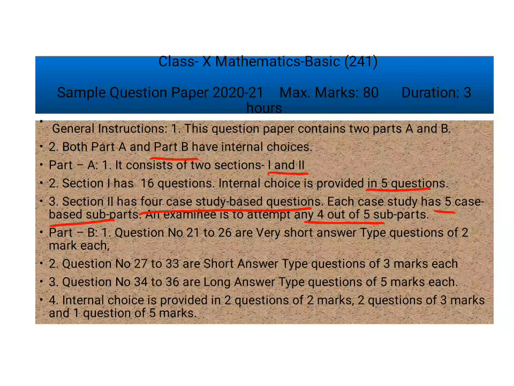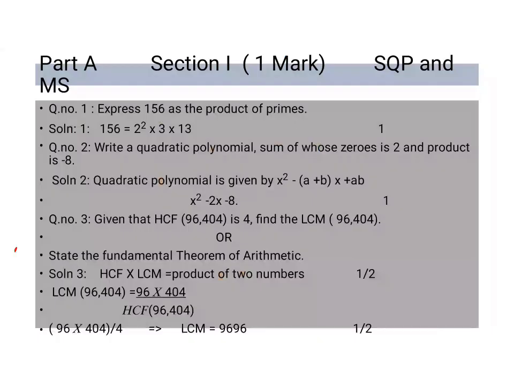Part B. Question numbers 21 to 26 are very short answer questions of 2 marks each. Question numbers 27 to 33 are short answer type questions of 3 marks each. Question numbers 34 to 36 are long answer type questions of 5 marks each. Internal choice is provided in 2 questions of 2 marks, 2 questions of 3 marks and 1 question of 5 marks. Now I will discuss part A section 1.